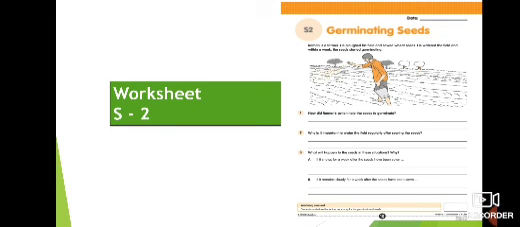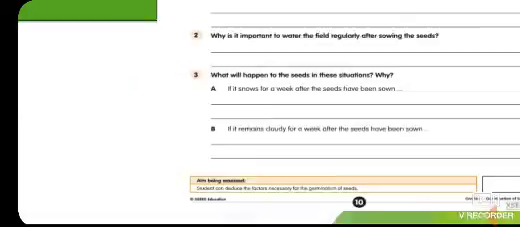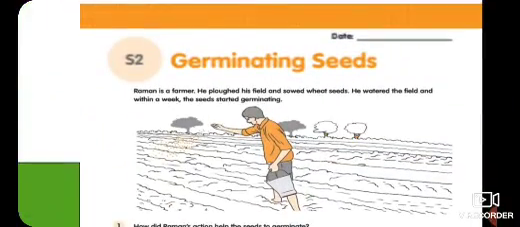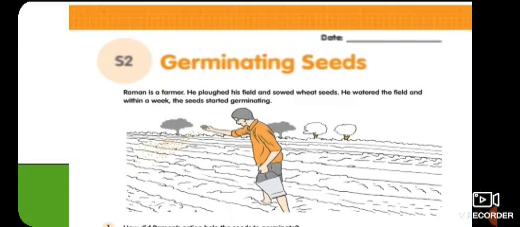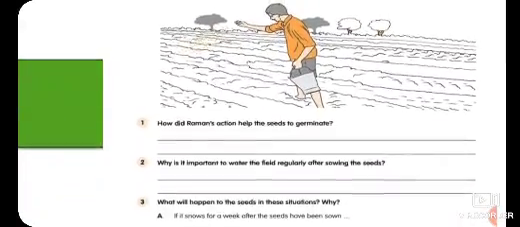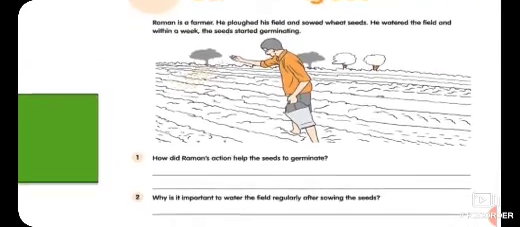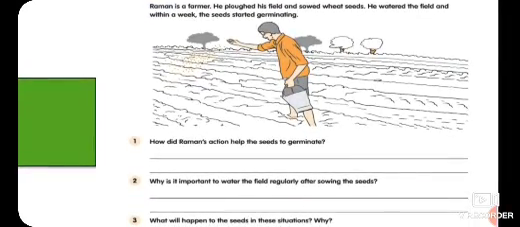Now we will discuss worksheet S2. Here, in this question, Raman is a farmer. He plowed his field and sowed wheat seeds. He watered the field, and within a week the seeds started germinating. So the question arising here is, how did Raman's action help the seeds germinate?